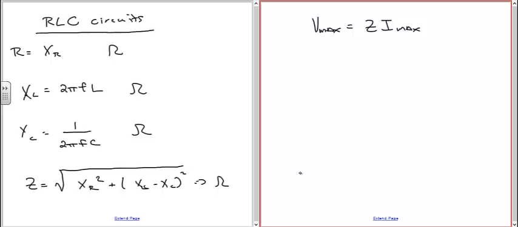So I just want to go back a chapter. Actually, it does work out okay when it comes to the maximum values. So the maximum voltage is Z times the maximum current, or the maximum current is equal to the maximum voltage divided by Z. Depending upon which one I give you, you can calculate that. The phase angle is equal to the inverse tangent of X sub L minus X sub C divided by X sub R. And this phi tells us whether the current lags or leads the voltage.